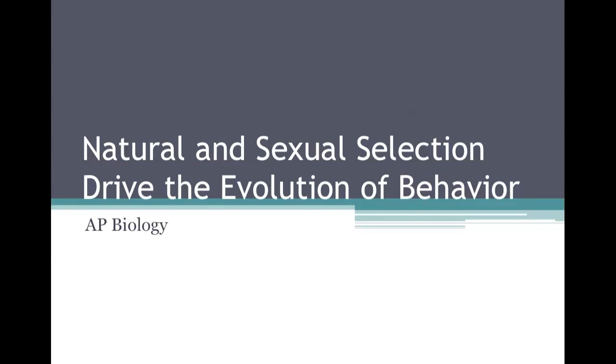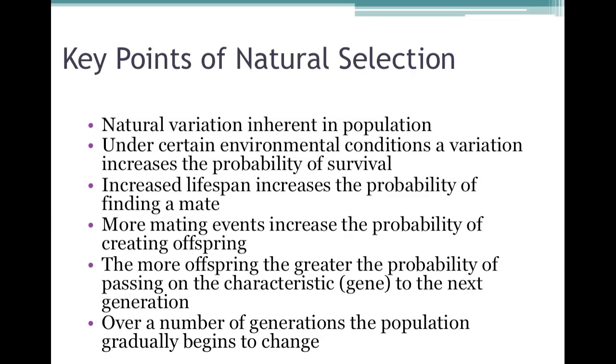In this video lecture, we'll discuss how natural and sexual selection drive the evolution of behavior. Some key points to remember about natural selection is that natural variation exists in the population before there's any natural selection pressure. Under certain environmental conditions, a variation in the population increases the probability of its survival.